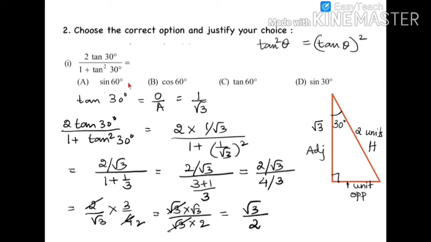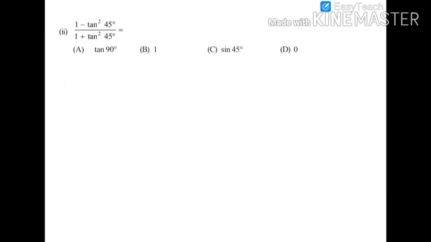However, cos 30 degrees is not one of the options. So we will have to look at the other angle, that is 60 degrees. So root 3 is opposite to 60 degrees and 2 is hypotenuse. So opposite upon hypotenuse will give us sine of 60 degree angle. So this ratio root 3 upon 2 is sine 60 degrees. And that is option A.